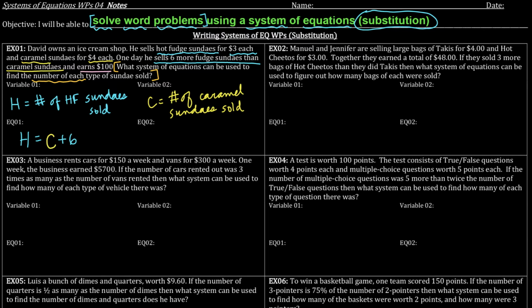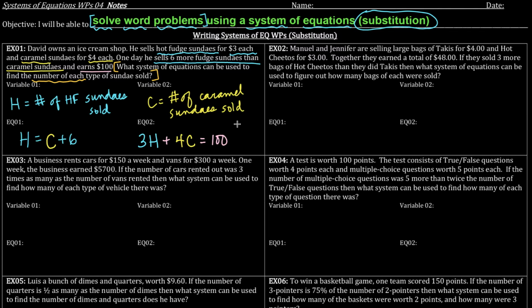But we also know that $3 times the number of hot fudge plus $4 times the number of caramel sundaes that he sold will give us a total of $100. It says right here, earns $100.